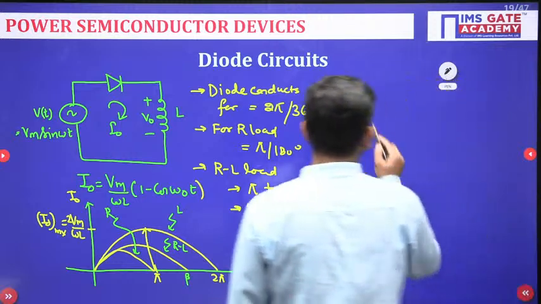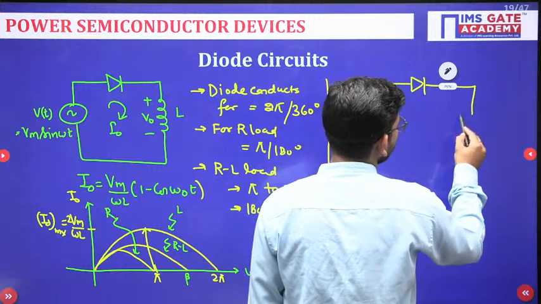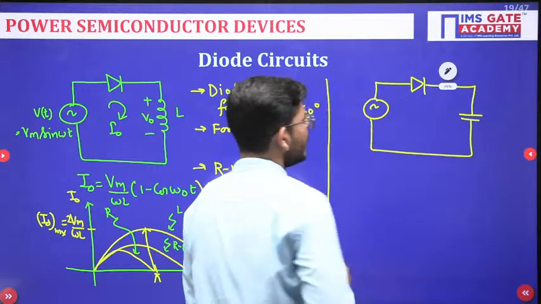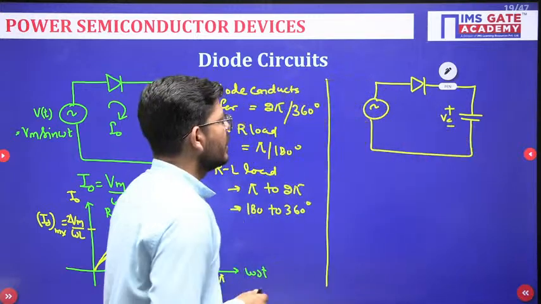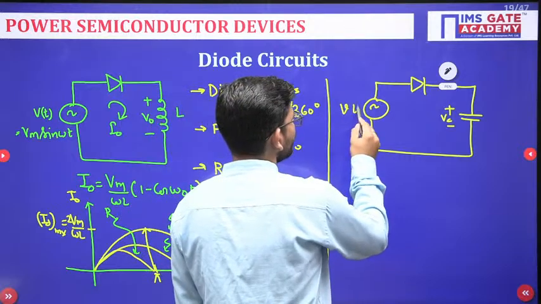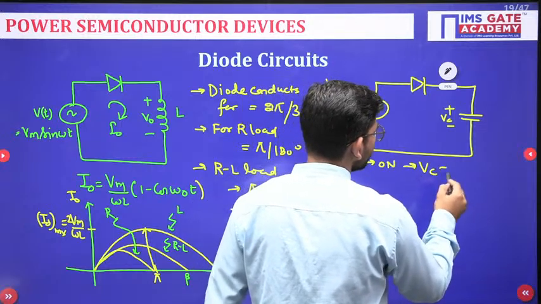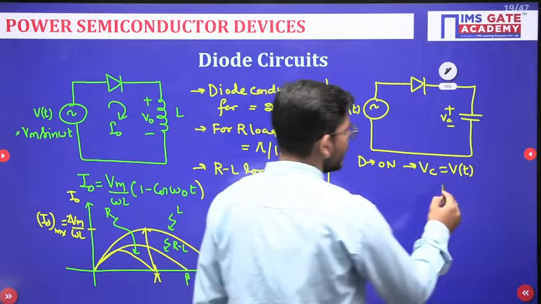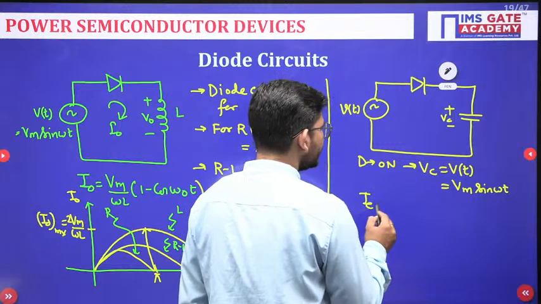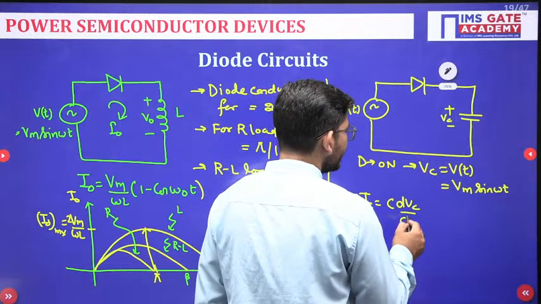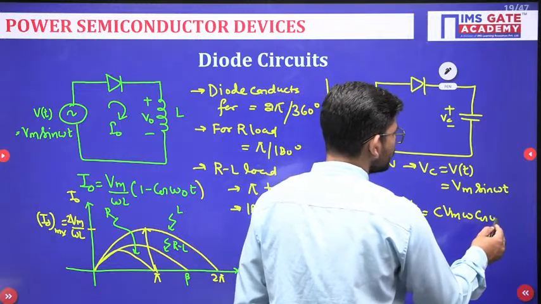If we have an AC circuit supplying a capacitor, what will happen? This is the capacitor voltage and this is the input voltage. When the diode is on, your capacitor voltage will equal the input voltage, which is Vm sin omega t. Now if we have to find IC, which is C dVc by dt, when you put this value in, you will get C Vm omega cos omega t.